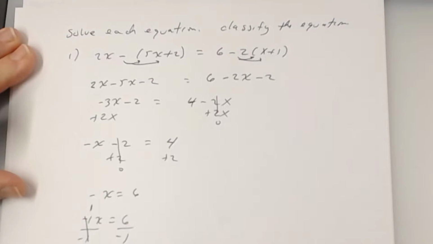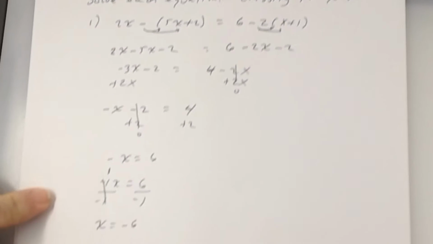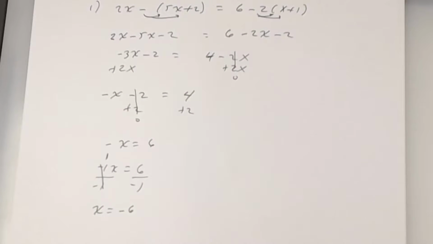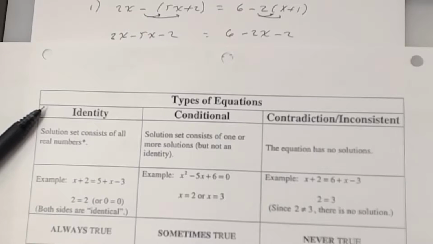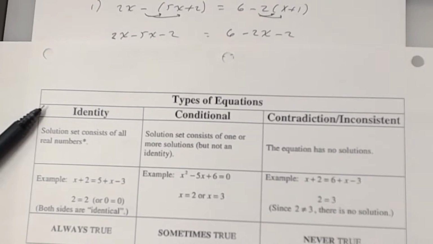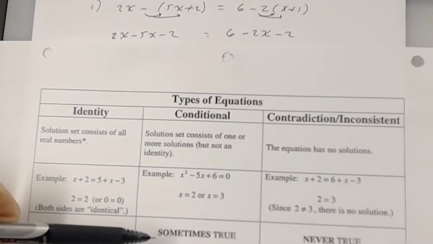So the only condition in which this equation is true is when x is what? Negative 6. So which of these types of equations is the one that we just did? Conditional. Identity, we're going to talk about this when we get to one. Identity, think of the word identical. So that's always true. Conditional is sometimes true.